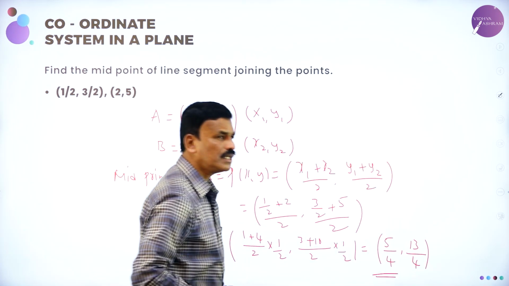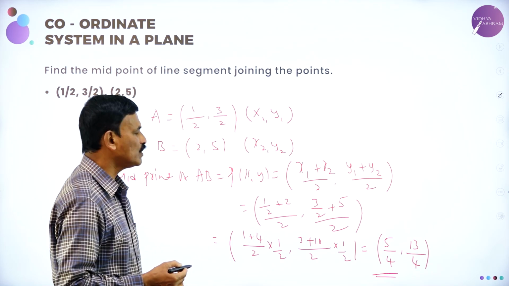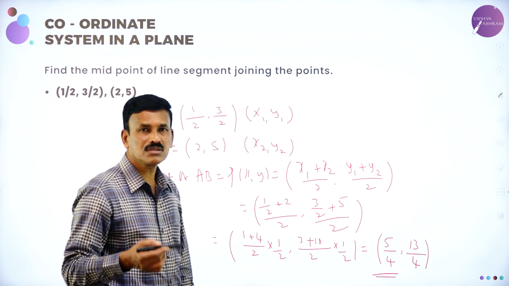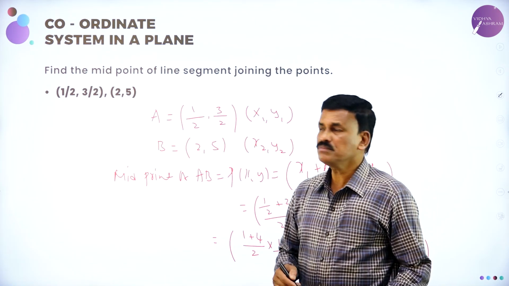So the midpoint of the line joining the points 1 by 2 comma 3 by 2 and 2 comma 5 is 5 by 4 comma 13 by 4. That's it. Very simple problem. Now move on to the next problem.